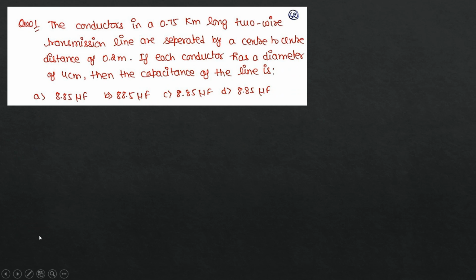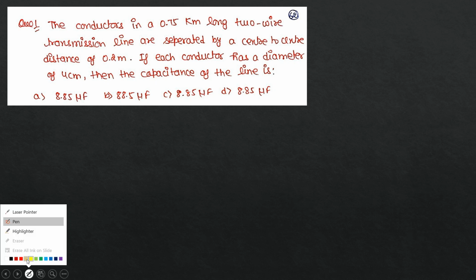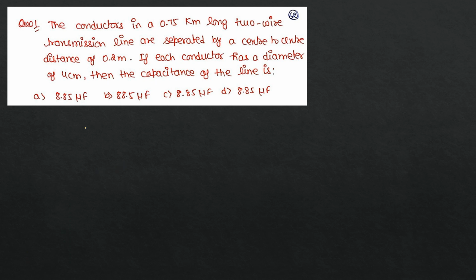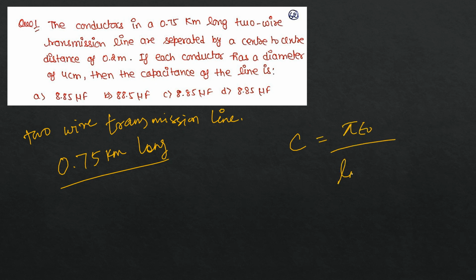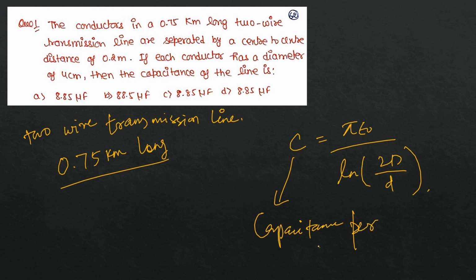See, read the question carefully. The conductors in a 0.75 kilometer long two-wire transmission line. Okay. This is a two-wire transmission line. What was happening in a two-wire transmission line? C is equal to pi epsilon naught divided by ln of 2D by d, isn't it? That was your two-wire transmission line. But this is your capacitance per unit length. If I multiply the length with it, that will give me the whole capacitance, isn't it?